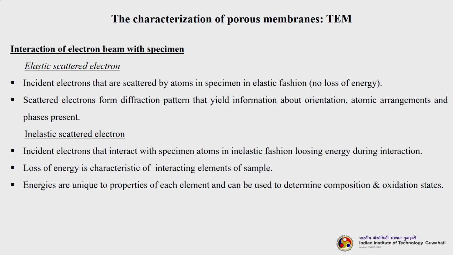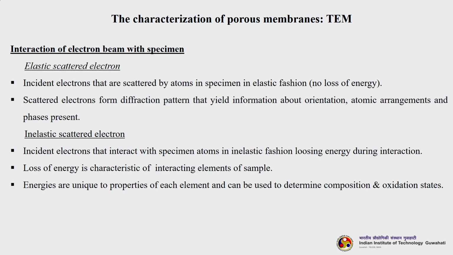Then another form is inelastic scattered electrons. These are incident electrons that interact with specimen atoms in an inelastic fashion, losing energy during the interaction. The difference between elastic and inelastic is that in elastic there is no loss of energy, whereas in inelastic a substantial amount of energy is lost during the interaction. The loss of energy is characteristic of the interacting elements of a sample. These energies are unique to each element and can be used to determine composition and oxidation states.